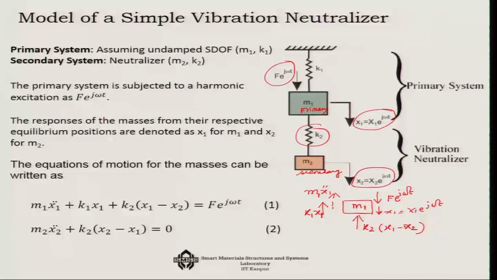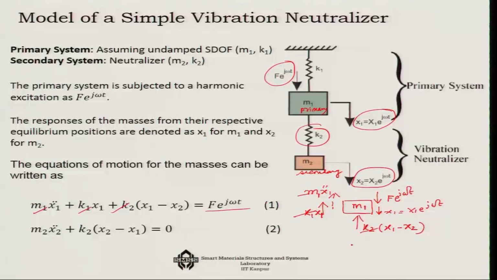So, if I look at the equation of motion, summing up all the forces: m1 x1 double dot, that is this force, then k1 x1, that is this force, plus k2 times (x1 minus x2), that is this force, all these three should be equal to the force on the right hand side, which is the external force F e raised to the power j omega t.